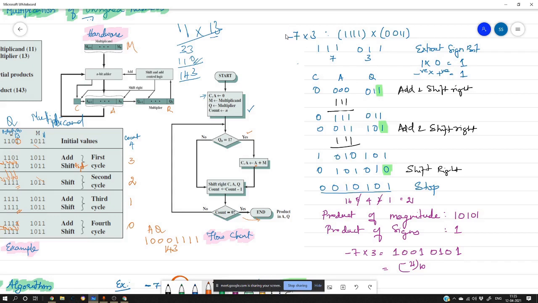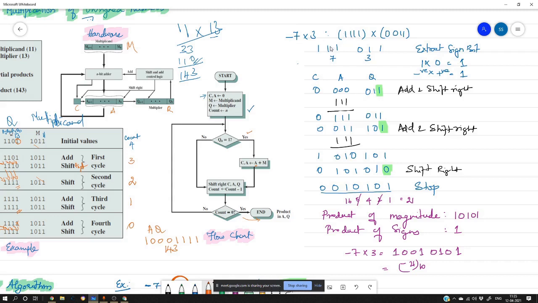You have to apply XOR and find whether they are similar or dissimilar. If they are similar, then you're going to have a positive value. If they are not the same, then you're going to have a negative sign in the product. Okay, now let's see how this multiplication could be done with the signed numbers.